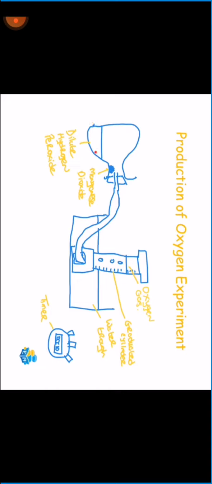We have some dilute hydrogen peroxide here in an inverted conical flask, and at the neck of the conical flask we have manganese dioxide. As we can see here, we have a delivery tube that goes into our beehive shelf and up into our graduated cylinder where our gas is collected. Our gas is being collected through the downward displacement of water, because our graduated cylinder is completely filled with water and its opening is below the level of the water.